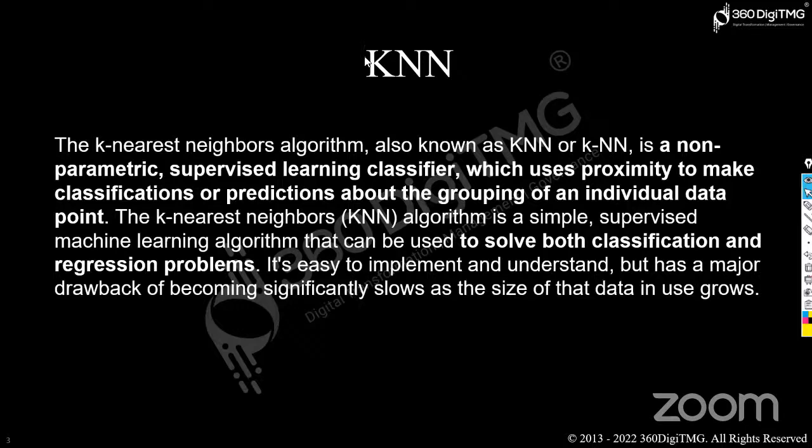So when I say KNN, the k-nearest neighbor algorithm is also known as KNN. This is a non-parametric supervised learning classifier, which uses proximity to make classifications or predictions about the grouping of an individual data point. The k-nearest neighbor algorithm is a simple, supervised machine learning algorithm, which can be used to solve both classification as well as regression problems.